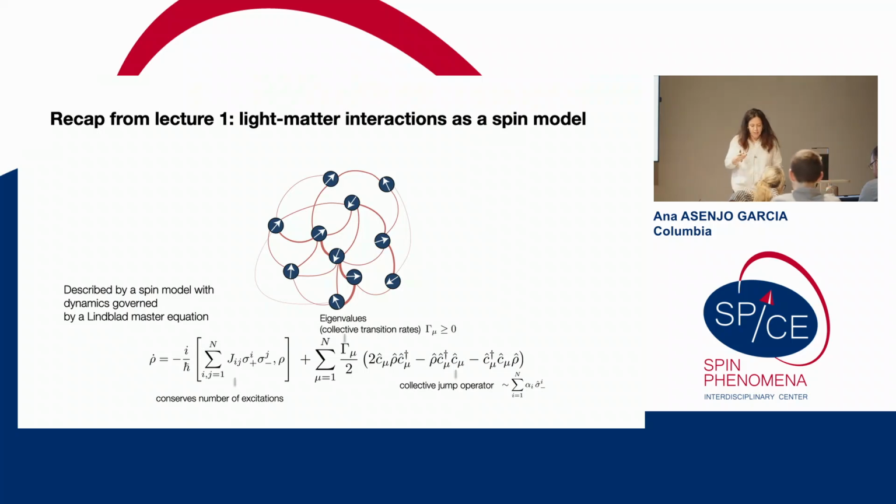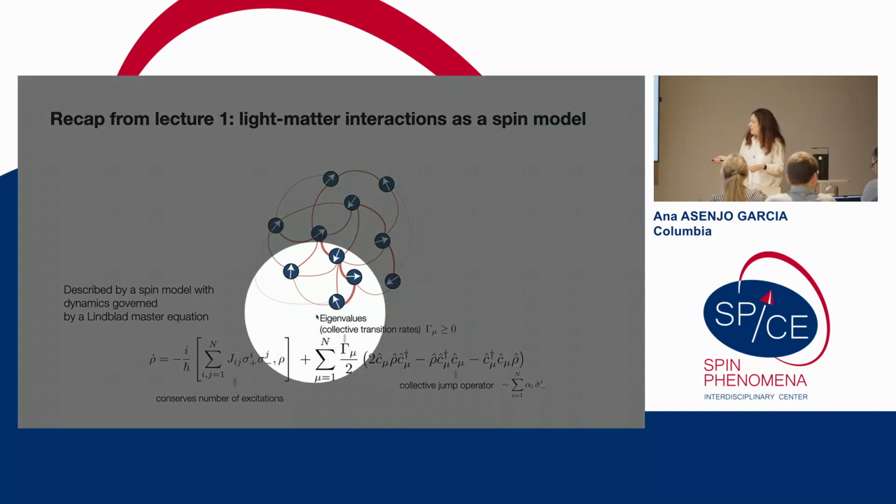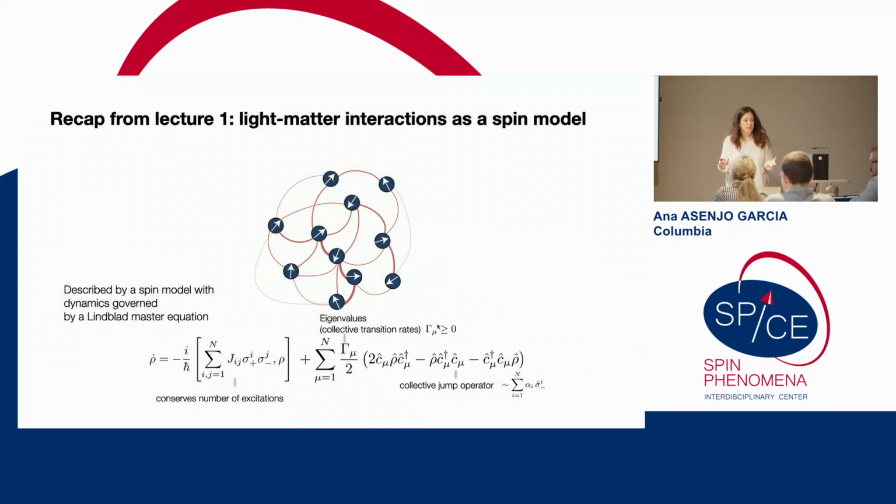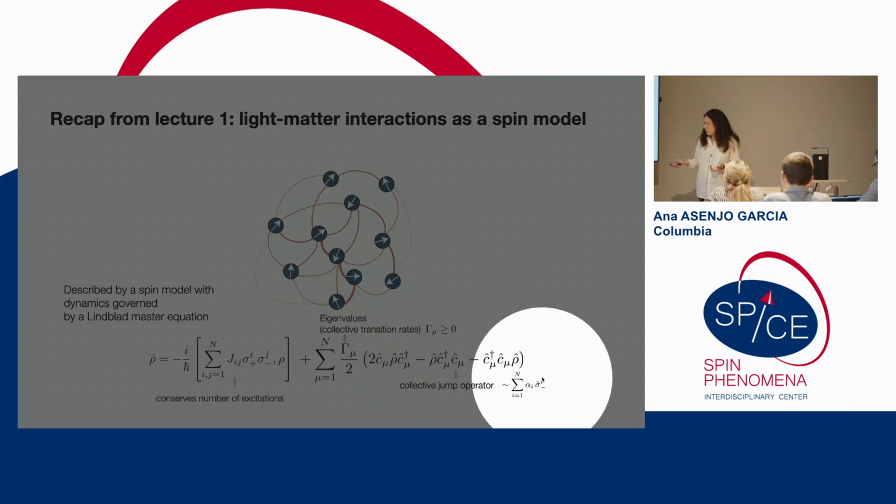I also mentioned that it's possible to diagonalize this matrix of spin couplings gamma_ij into collective modes. These collective modes are written here with collective transition rates, because this matrix is positive semi-definite. These transition rates are positive, and this makes sense because the system decays at a given rate that is positive. You know, things do not decay at minus 2 MHz. And I have also written this dissipator in terms of collective jump operators, where basically whenever an excitation is lost from the system, it does so by preparing a superposition state where each single spin decays.